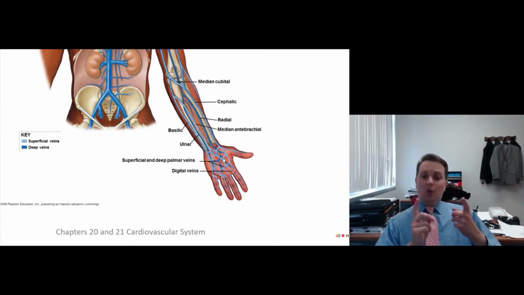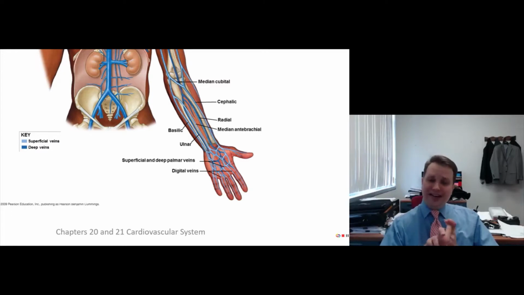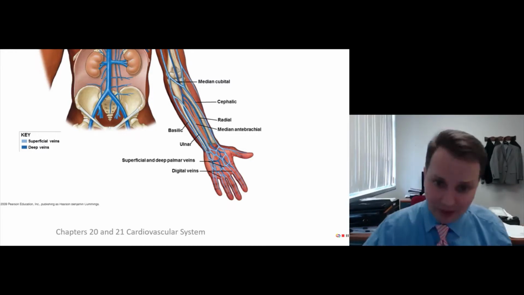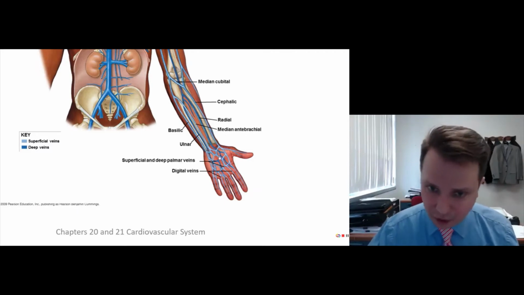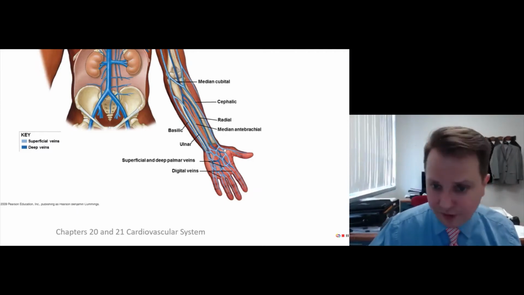Now, when it comes to superficial and deep palmar venous arches, I will not tag those on the test. The palmar vessels will be very difficult to see on the pictures used for the test. Now, what we want to start off is light blue for superficial and dark blue for deep.